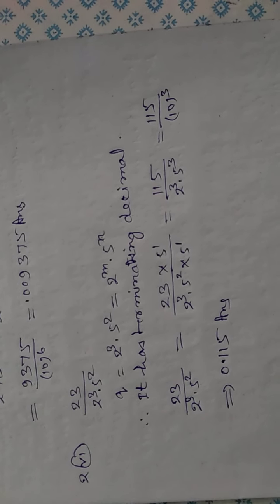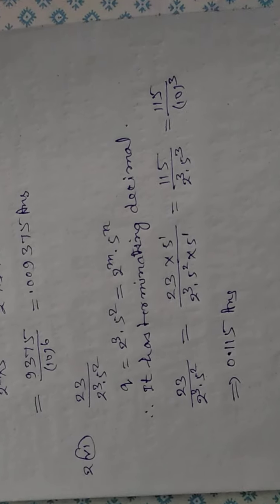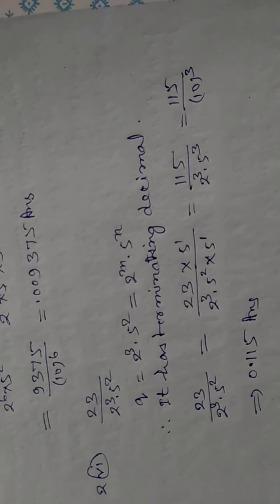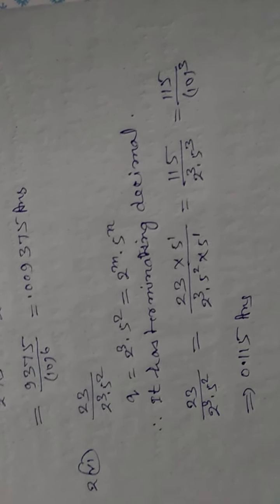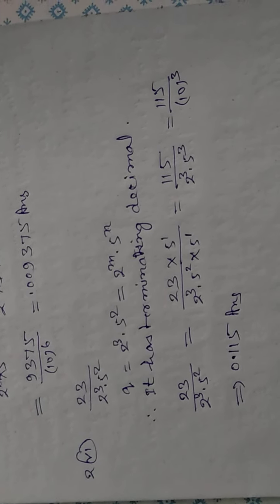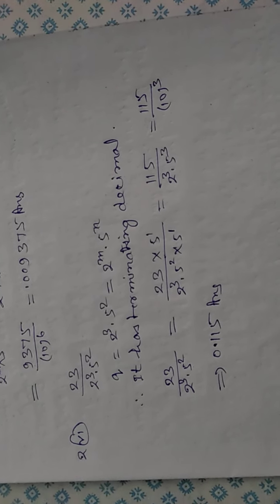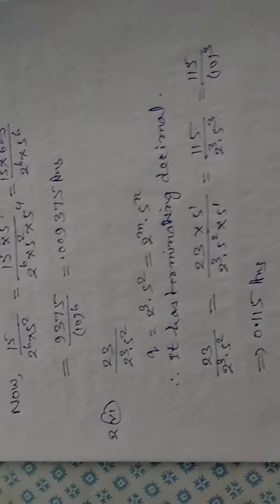Number 7, 129 by 2 power 5 into 5 power 7 into 7 power 3. This has non-terminating repeating decimal, so leave it. Now see 8.